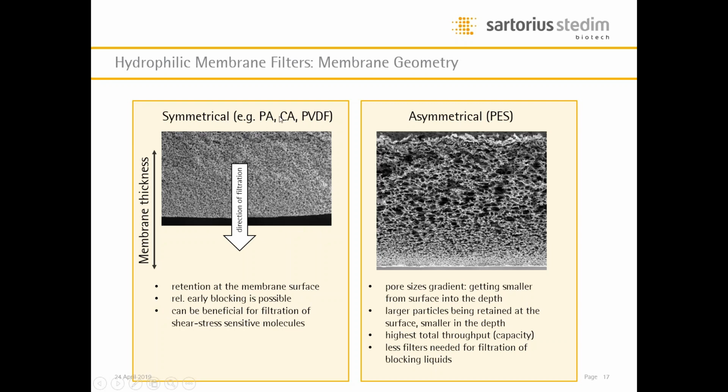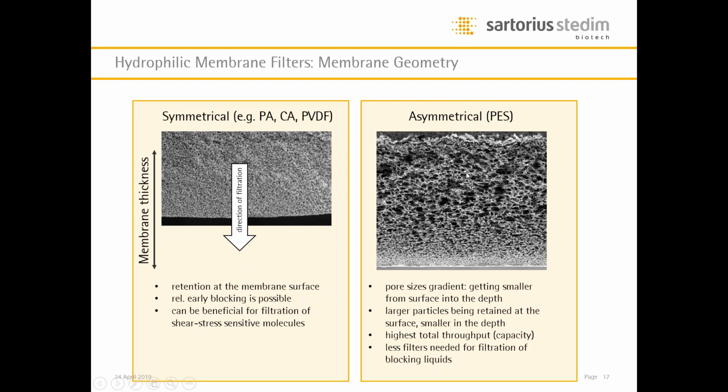Symmetrical membrane: this is valid for polyamide, cellulose acetate, and PVDF. This simply means that the pore size is the same across the entire membrane. So you start with a pore size, let me call it 0.2, at the top of the membrane, and it continues like this until the downstream side of the membrane.